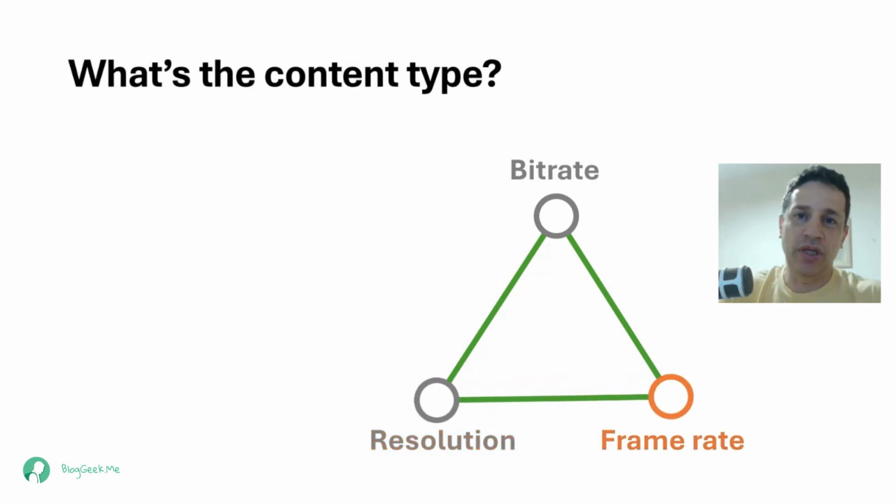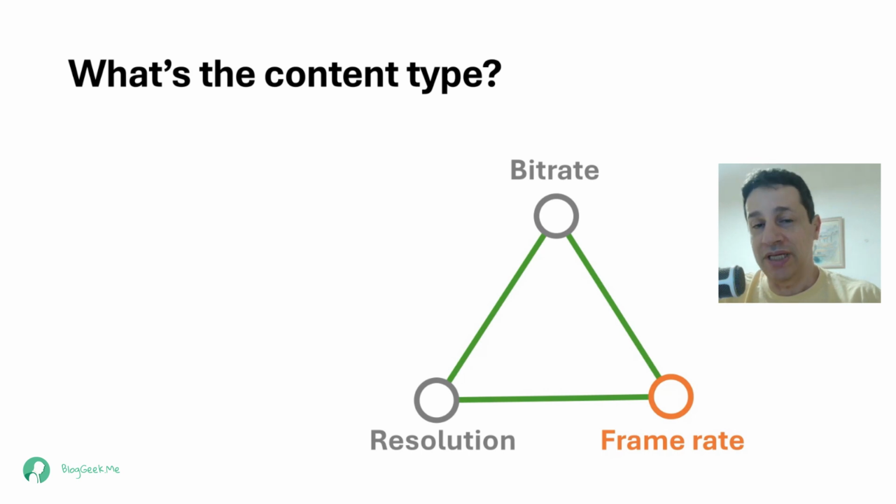Next comes frame rate. And then frame rate depends on the content that we have. If what we have is something that moves fast, then we need more frames, a higher frame rate. If what we have is relatively static, like this presentation, then a lower frame rate can be good enough. So based on the type of content, you might want to tweak the frame rate.